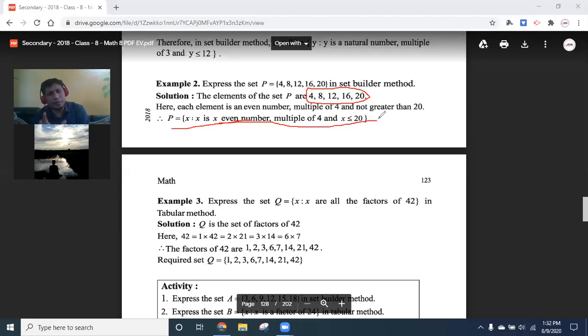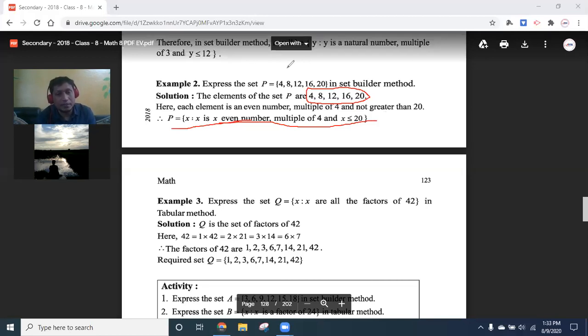If a set builder form is given, converting it to tabular form is very easy. But if tabular form is given, making it into set builder form is a little more difficult, because in set builder form we have to observe the nature of the elements, and that is a little more difficult than the opposite direction. So I think you understand it.